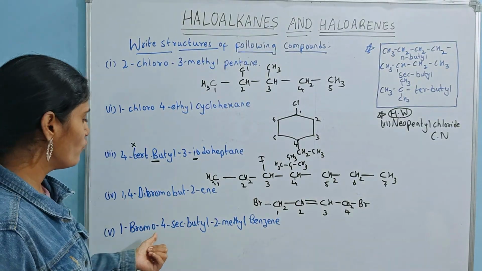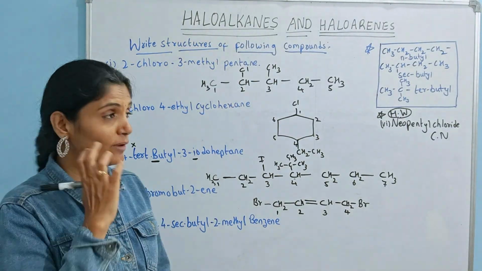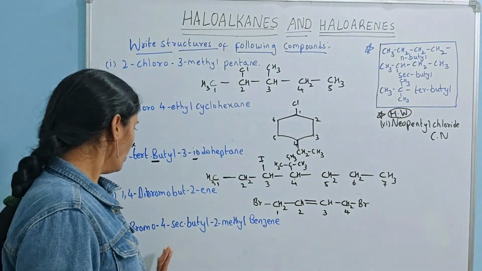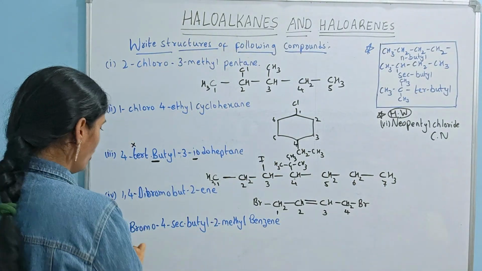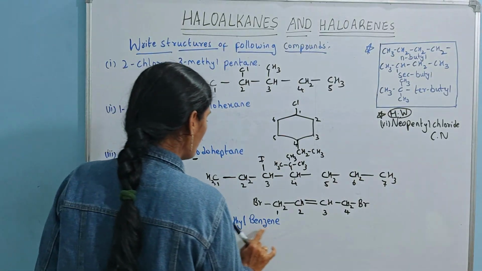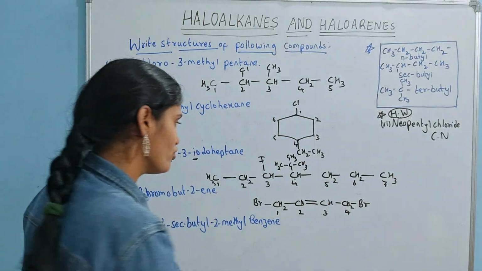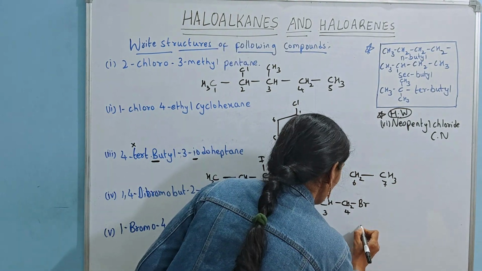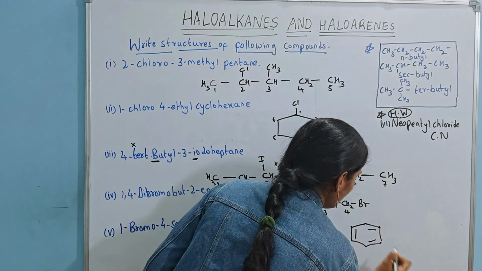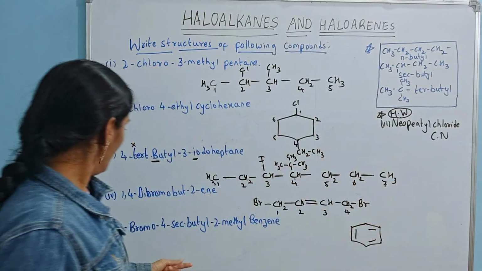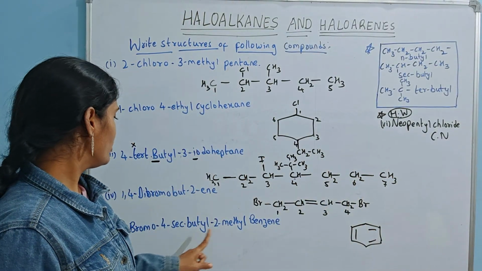1-bromo, 4-secondary butyl, 2-methyl benzene. Very long name, but it is simple. We will not get worried by looking at the magnitude of the question. So it's a benzene ring. First let me write the benzene ring here. I have written my benzene ring here. 1-bromo, 4-secondary butyl, 2-methyl.